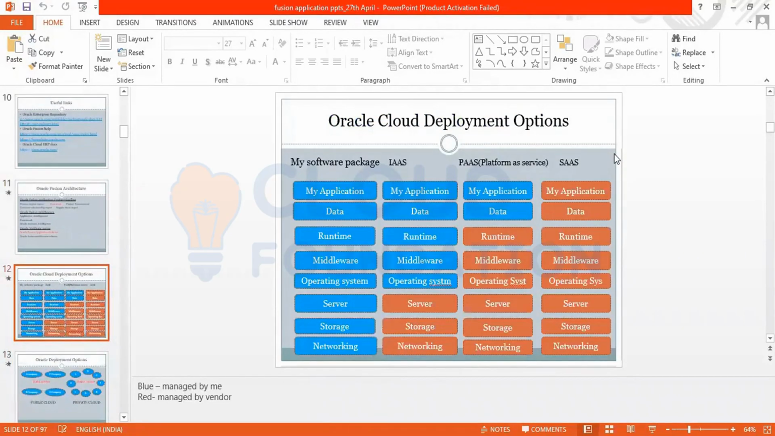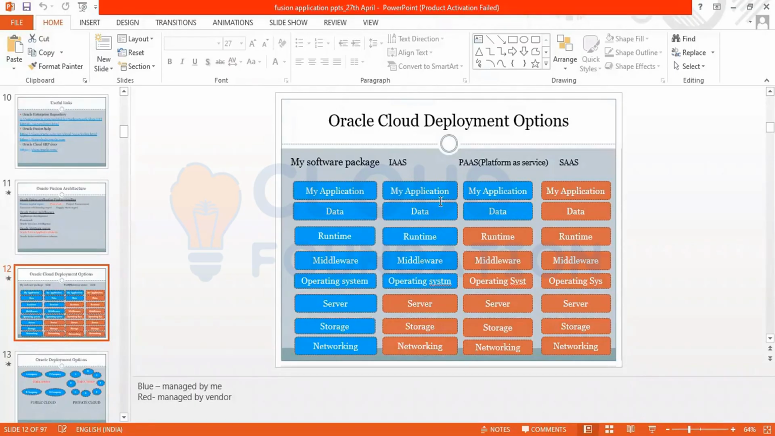What are cloud deployment options? When you talk about cloud deployment options, we have 3 options. My software package. In the diagram, blue is managed by me and red is managed by the vendor. So what is written in blue is managed by me. When we talk about my software package, all the things are managed by me: the application, data, runtime, middleware. Everything is managed by me.